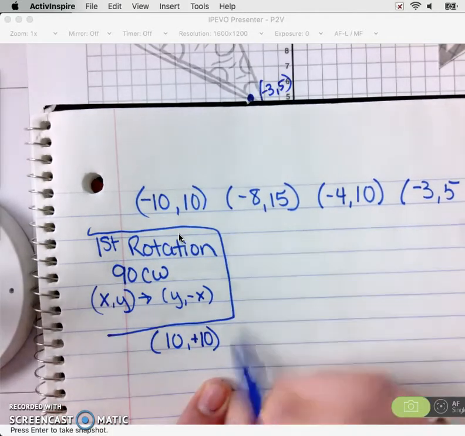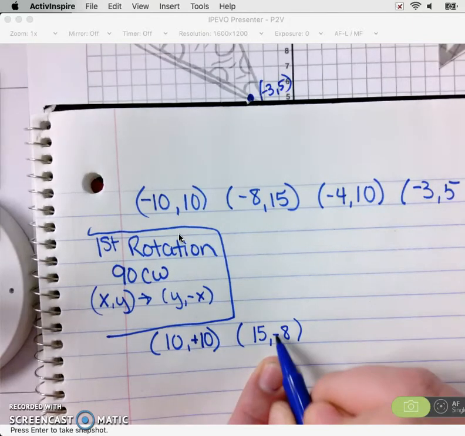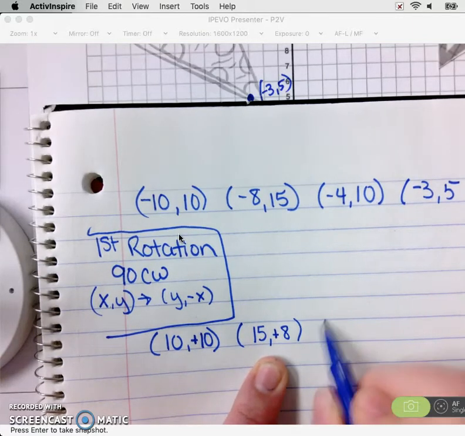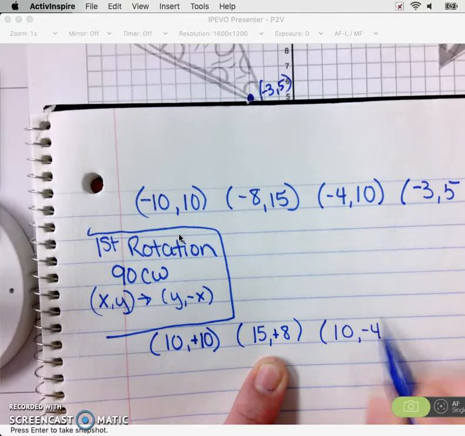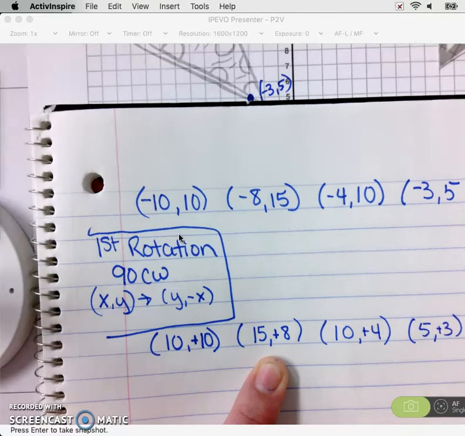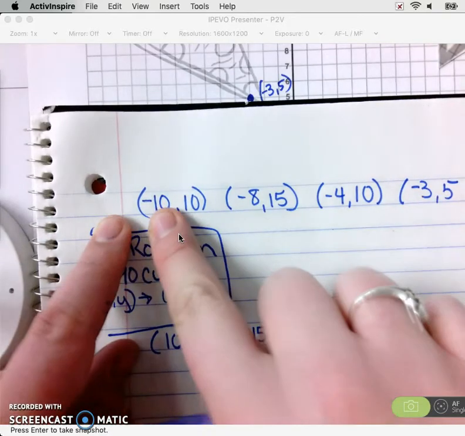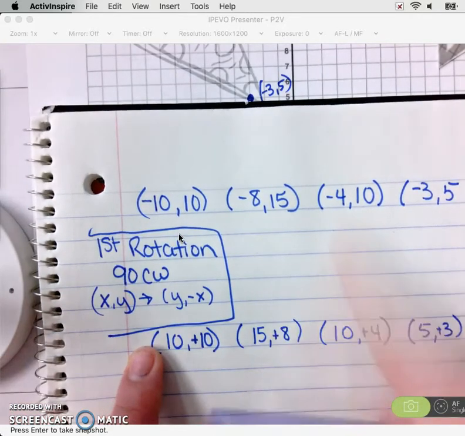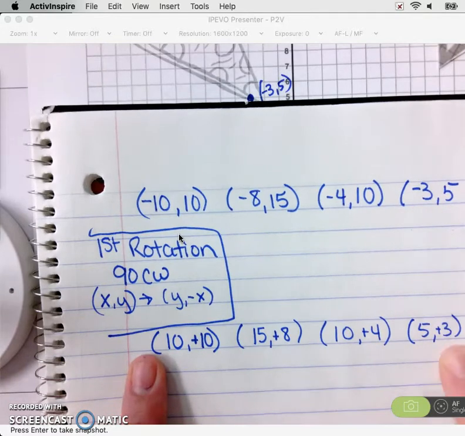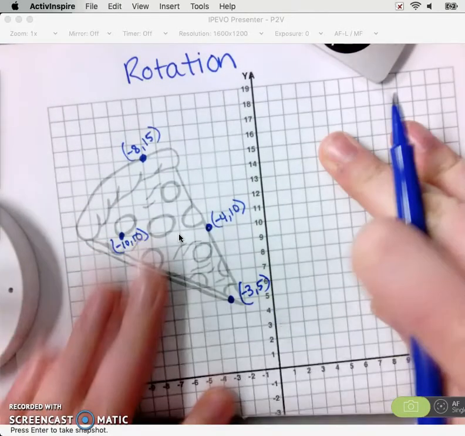So this one becomes 15, negative 8. And the negative becomes a positive. 10, negative 4, the negative 4 becomes the positive. 5, negative 3, the negative 3 becomes the positive. I'm just making these x's the opposites. So negative 10 becomes 10, negative 8 becomes 8, negative 4 becomes 4, negative 3 becomes 3. Now I have 4 new points, and I'm going to go plot them on my graph.